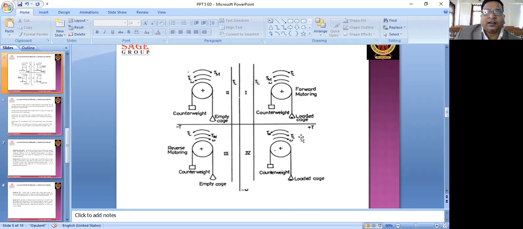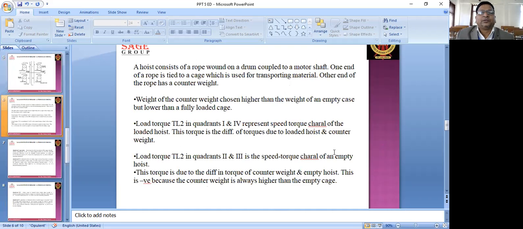This is another diagram of the multi-quadrant operation, like a hoist. I have already explained the diagram. A hoist consists of a rope on the drum coupled to a motor shaft. One end of the rope is tied to the case which is used for transporting material. The other end of the rope has the counterweight. The weight of the counterweight is chosen higher than the weight of an empty case but lower than the fully loaded case.